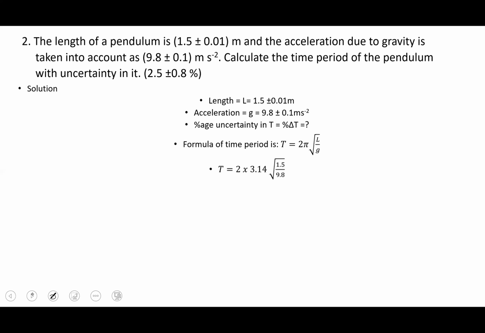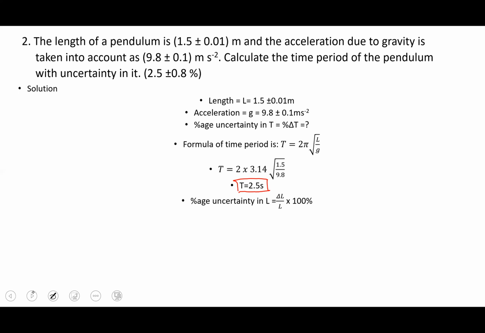Now in this case, we have the value of certainty. So 1.5 was a certain part and 9.8 was a certain part. So let us put in the values and find out the value of T. So it is 2, which is a constant value, 3.14 is the value of pi, the value of L is 1.5, the value of G is 9.8. Now, if we calculate it, it will be 2.5 seconds. This is the value of the certain time. Now for the uncertainty part.